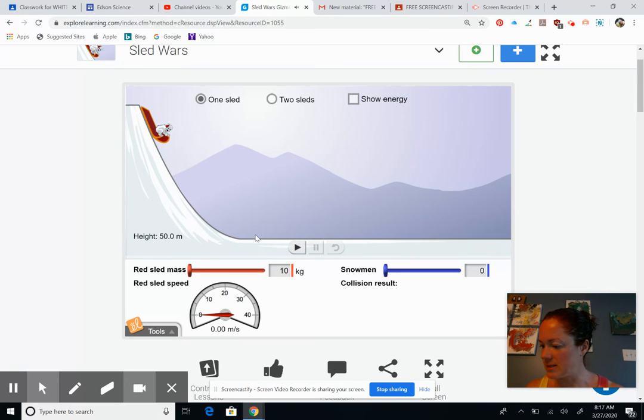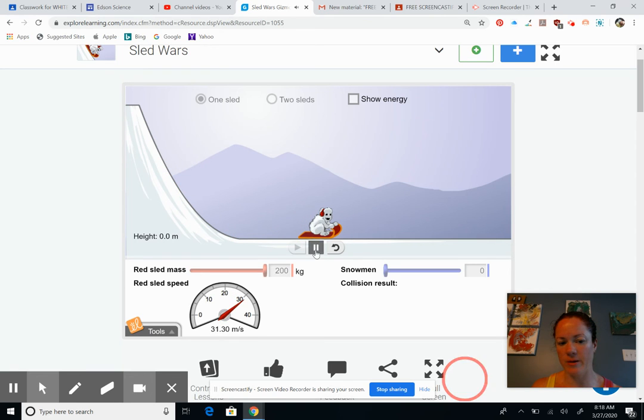Reset, set the sled mass to 200 kilograms, click play. Pause at the bottom. And again, it's at 31.30 meters per second. So try other sled masses. Does the mass of the sled affect the final speed?